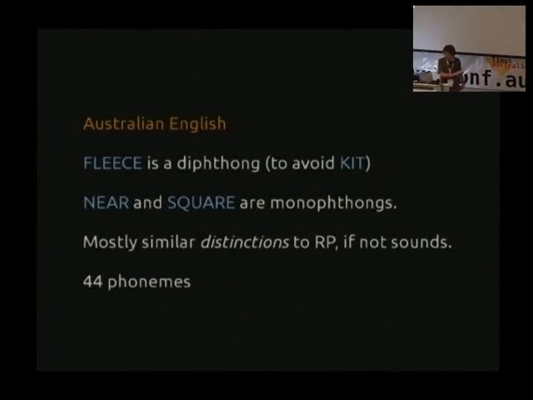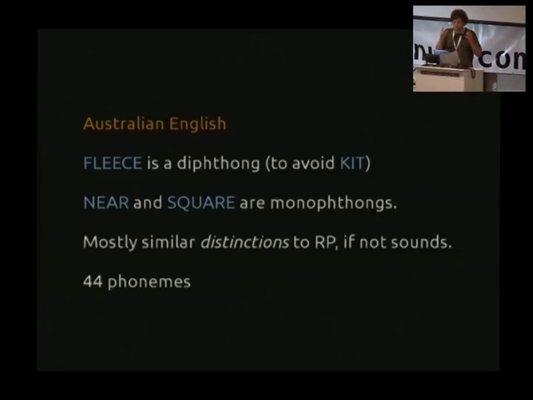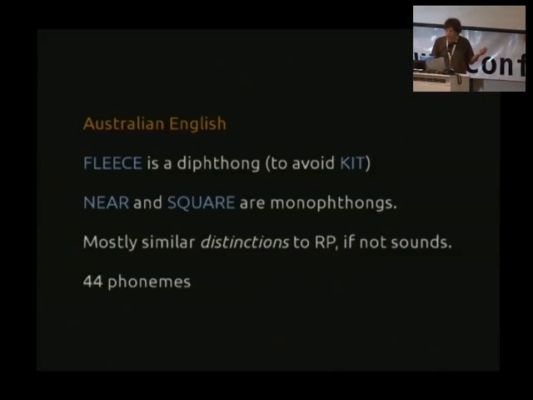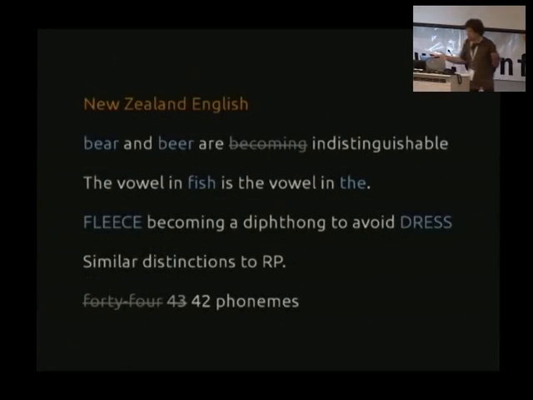And in Australia, I mentioned fleece, and square in most places are monophthongs and diphthongs. So there's 44 phonemes in Australian English and 39 in Sphinx's American model, and then in New Zealand English.